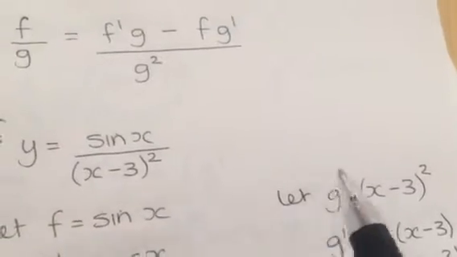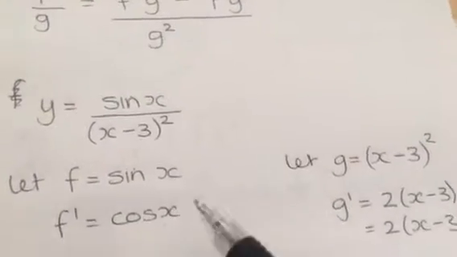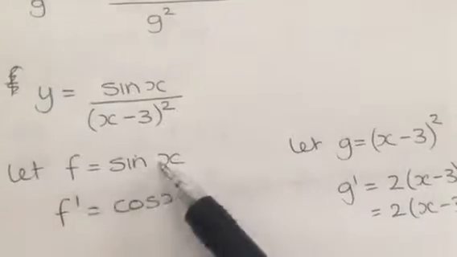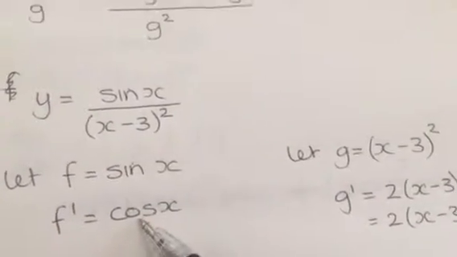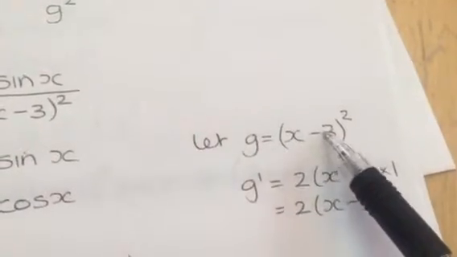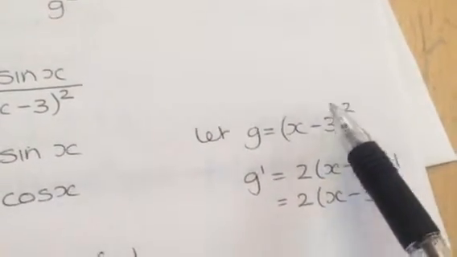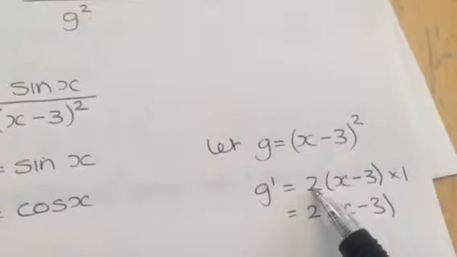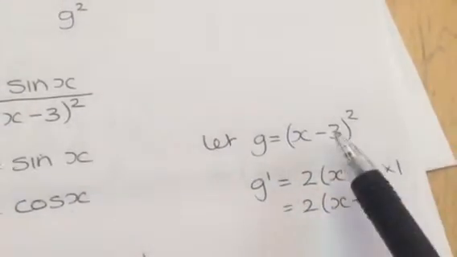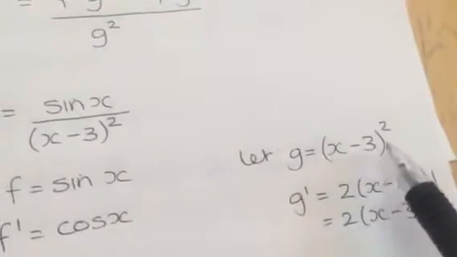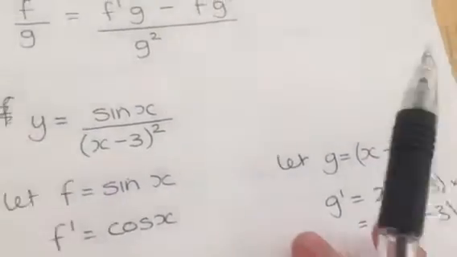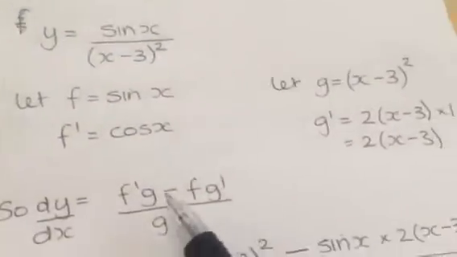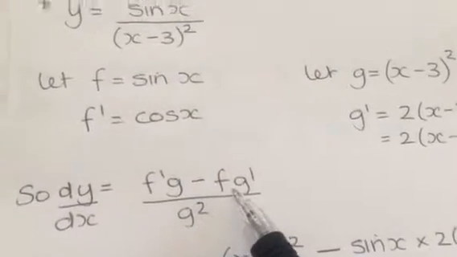Again, double check there's no copying errors. Then you differentiate. So I look at f, differentiate it, and if I differentiate sine x, I get cos x. Differentiate this one, again it's the chain rule, so it's something squared, so it becomes 2 times something, and then multiplied by the something differentiated, and if I differentiate x minus 3, I just get 1. Write down the rule and then substitute.